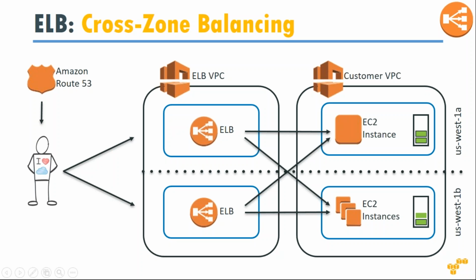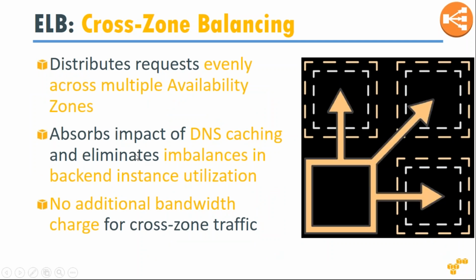So what I'm saying is, DNS caching will send the request to the same IP address to the load balancer, but the load balancer will know that this instance is underperforming. It will think, I should not be sending traffic to this one anymore, and will start sending traffic to this one. So cross-zone load balancing will absorb the impact of DNS caching and eliminate imbalances. Those kinds of scenarios are also avoided when you are doing cross-zone load balancing.